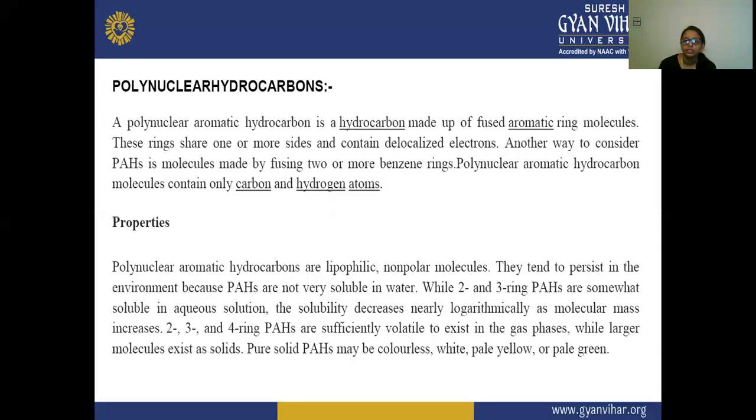Next is polynuclear aromatic hydrocarbons. A polynuclear aromatic hydrocarbon is a hydrocarbon made up of fused aromatic ring molecules, and these rings share one or more sides and contain delocalized electrons. So these are hydrocarbons made up of fused aromatic rings, meaning fused benzene rings.